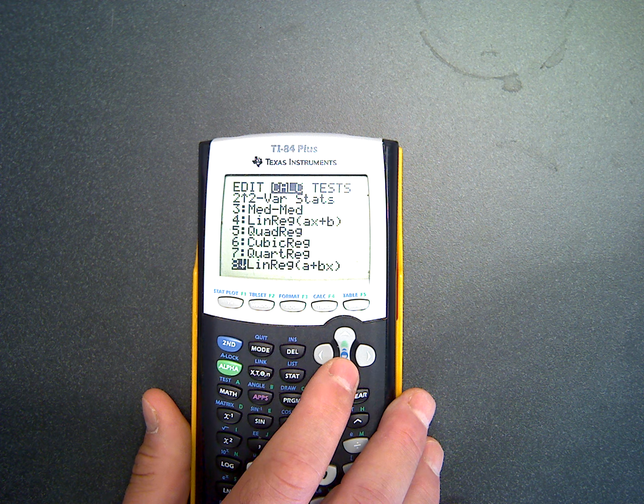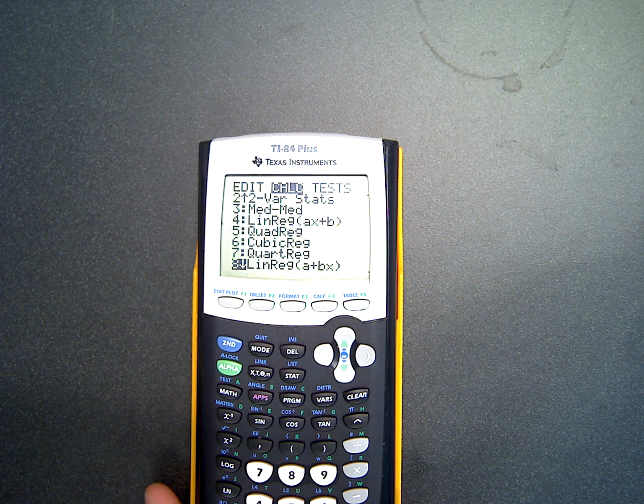All you have to remember is 1. The only regression we do is linear regression. I may show you some other ones later on in the year, but right now it's linear regressions. So it's a + bx. Remember, you have to go down to number 8.